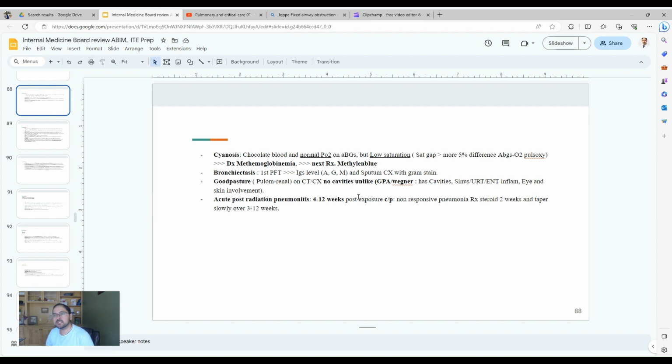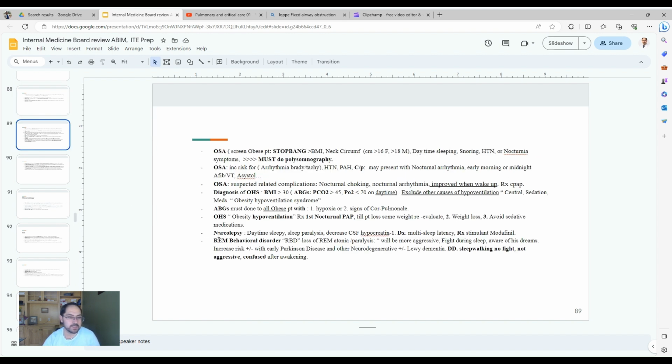Post-radiation pneumonitis is a late reaction that starts after 4 to 12 weeks. The treatment needs a high dose of steroid that is tapered slowly after 2 weeks, over 3 to 12 weeks of tapering.